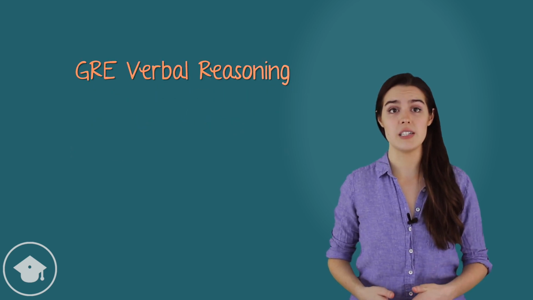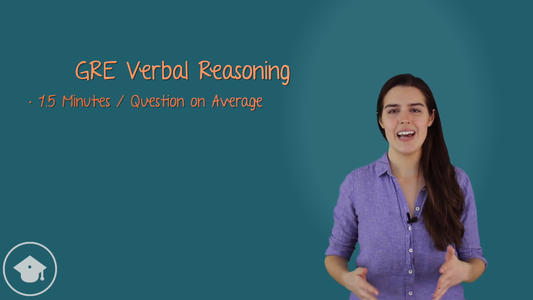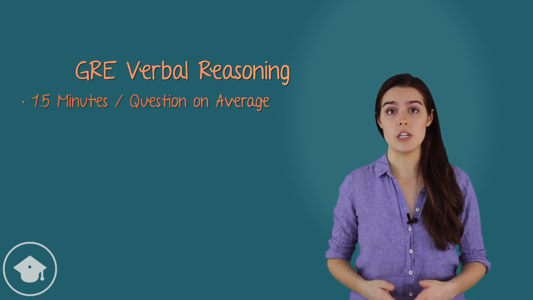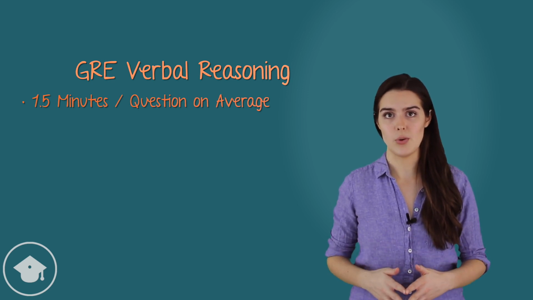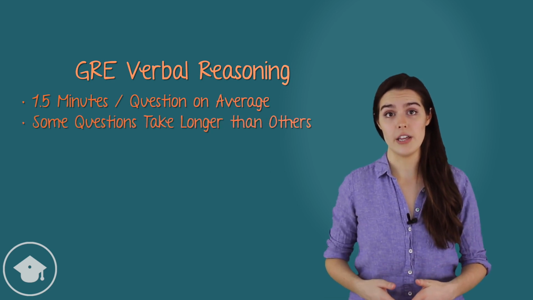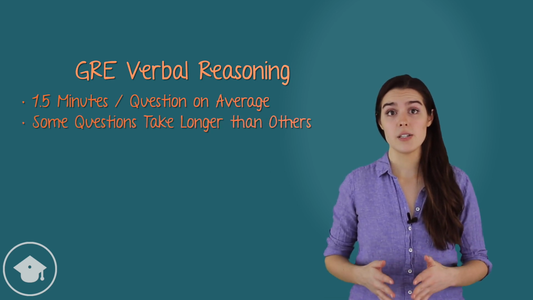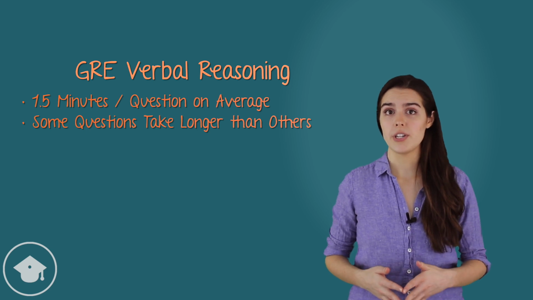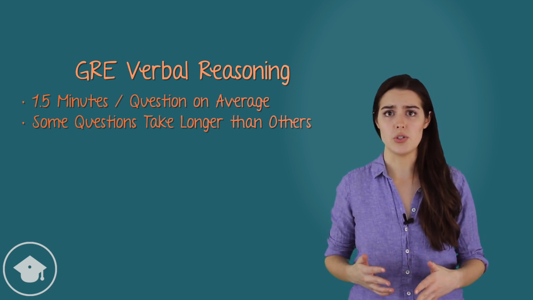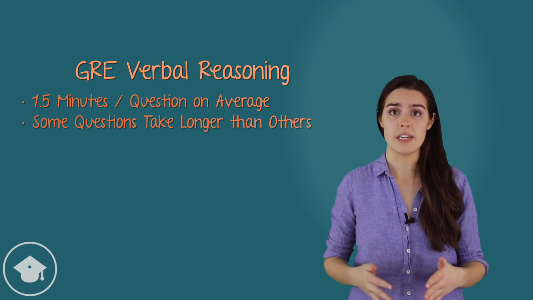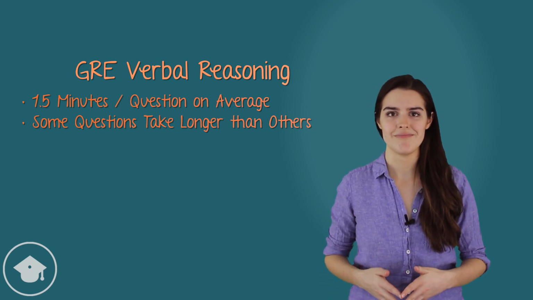GRE Verbal Reasoning consists of two 30-minute sections, each with 20 questions. This means that we get a minute and a half on average to solve each verbal question. However, there are about a million different question types and formats on the GRE, some of which require more work than others. For instance, text completion questions with 2 blanks will take longer than text completion questions with 1 blank, and text completion questions with 3 blanks will take longer than text completion questions with 2 blanks.